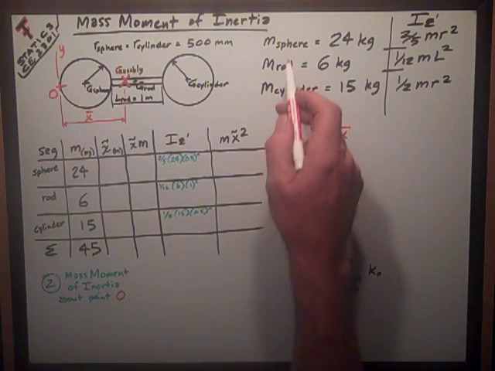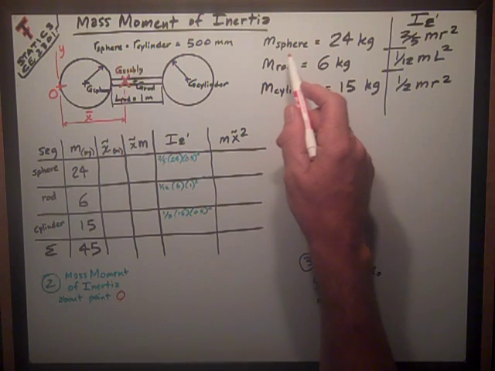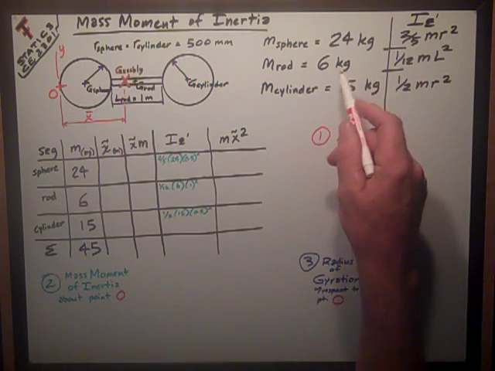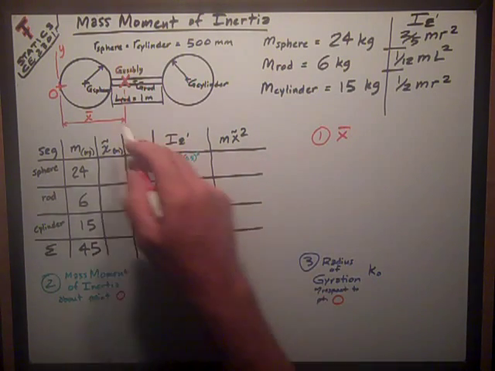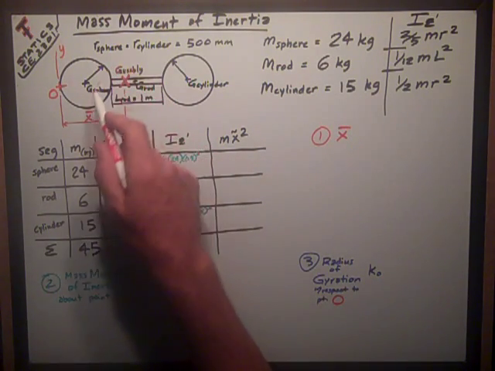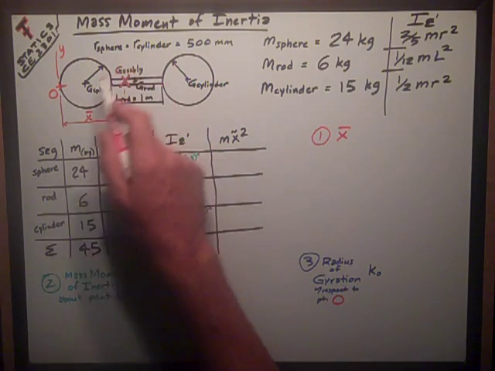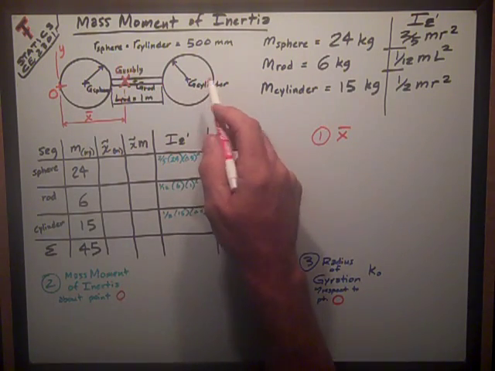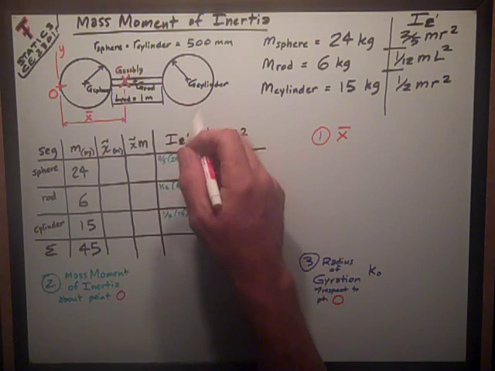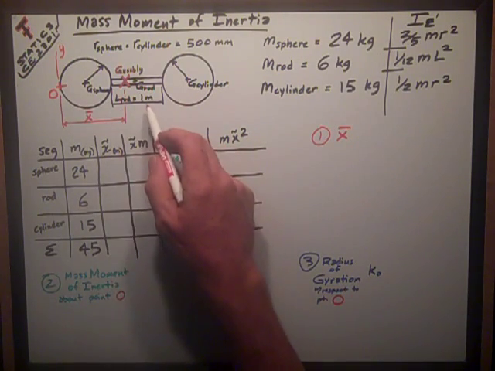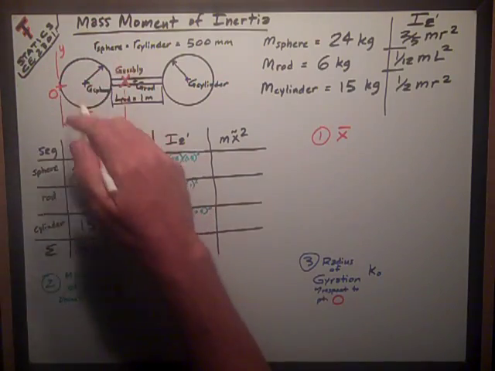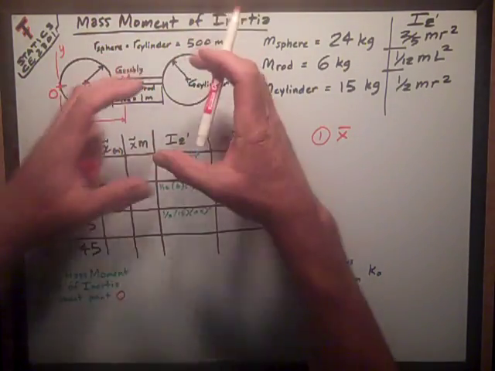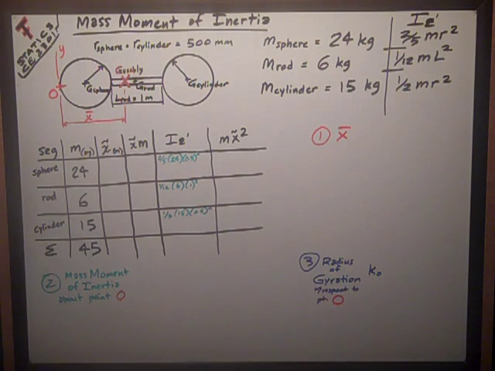The masses are given here: 24 kilograms, 6 and 15 kilograms for the pieces, and we're given the dimensions. The radius of the sphere and the cylinder is 500 millimeters, or half a meter. The length of the rod is 1 meter. So this is a sphere or a ball at this end and a cylinder coming out of the plane of the board at this end.